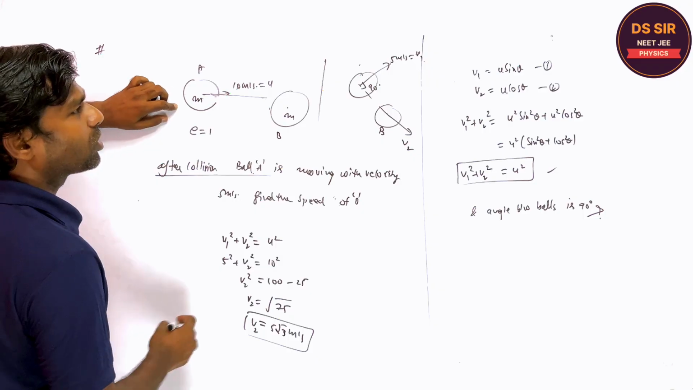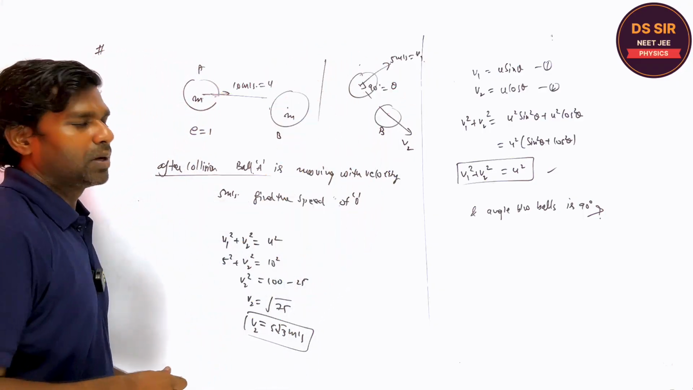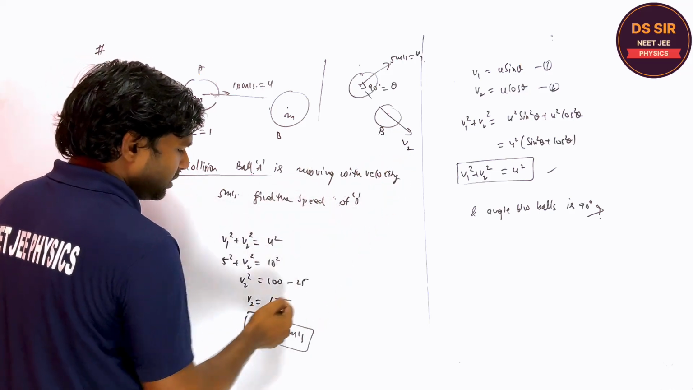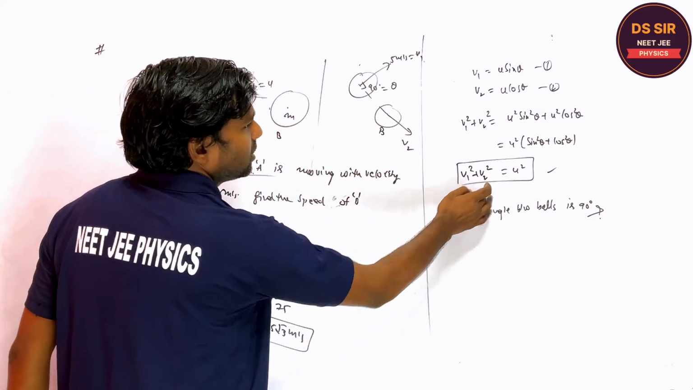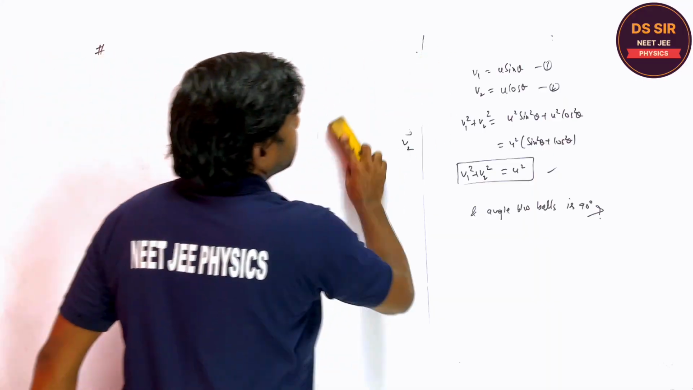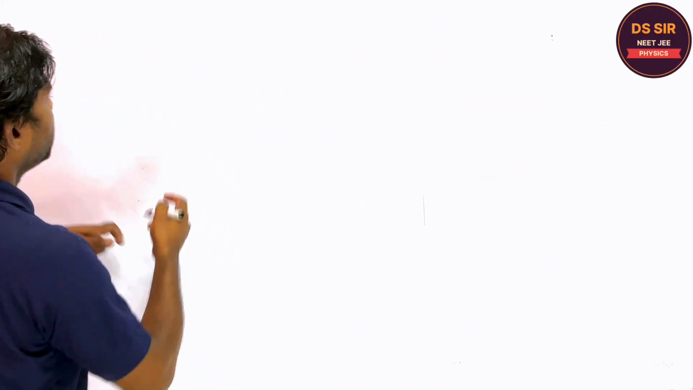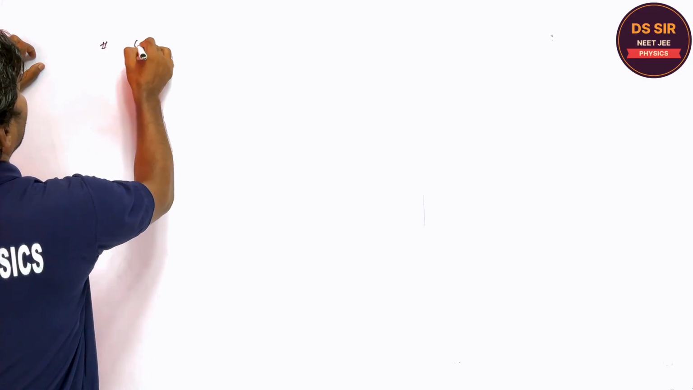Do you understand or not? Also, if they ask the angle between the two masses, it is 90 degrees, and the velocity relation is this. Copy this. Okay. So this is the elastic oblique collision. Now we will consider the inelastic oblique collision.